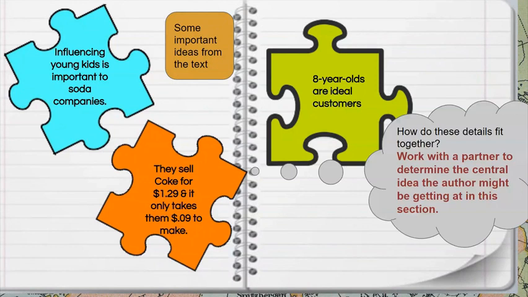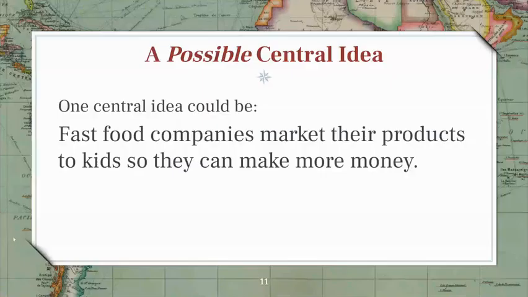So how do these details fit together? See if you can work with a partner or your book club to determine that central idea that the author might be getting at in this section. Okay, so the possible central idea I came up with that I put in a complete sentence is that fast food companies market their products to kids so they can make more money.